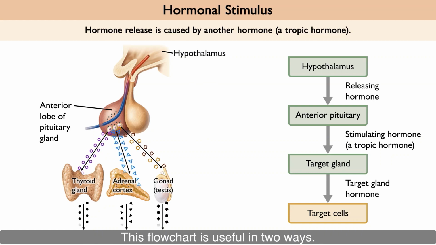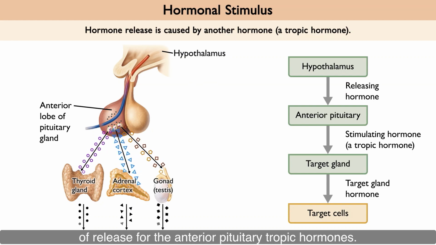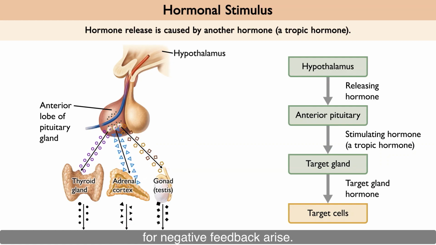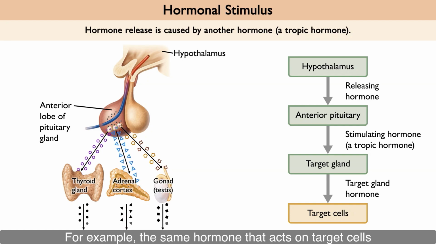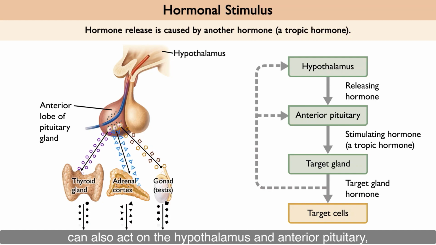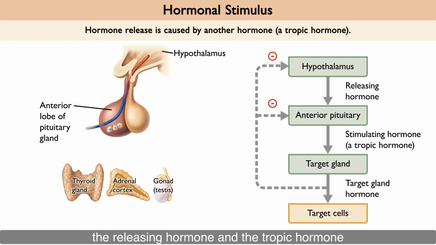This flowchart is useful in two ways. First, it helps you remember the pattern of release for the anterior pituitary tropic hormones. Second, it can show you where opportunities for negative feedback arise. For example, the same hormone that acts on target cells can also act on the hypothalamus and anterior pituitary. But in this case, it acts to turn off the releasing hormone and the tropic hormone using negative feedback.